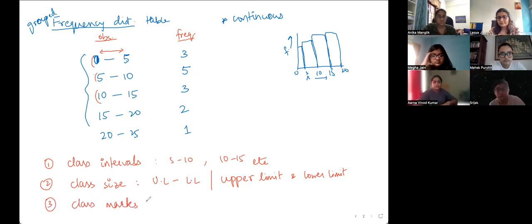Ma'am, what's the class size? Class size or class width is the range of the class. So it is the upper limit minus lower limit. So will it be 25 in this case? No, we are not considering the entire data. We are considering a single class. So 0 to 5 is a class, and its size will be 5 minus 0. 5 to 10 is a class, so the size of this particular class is 10 minus 5. So it's just the range of one specific class.